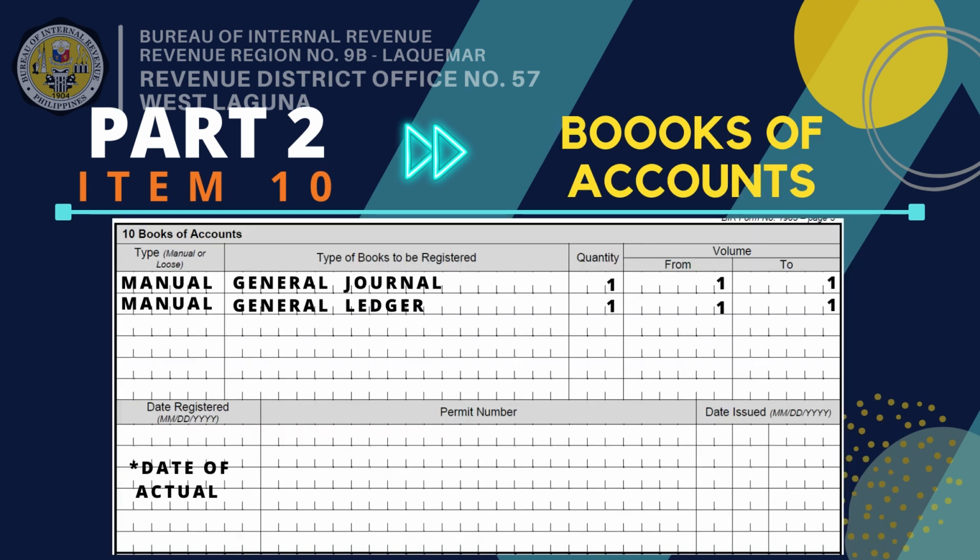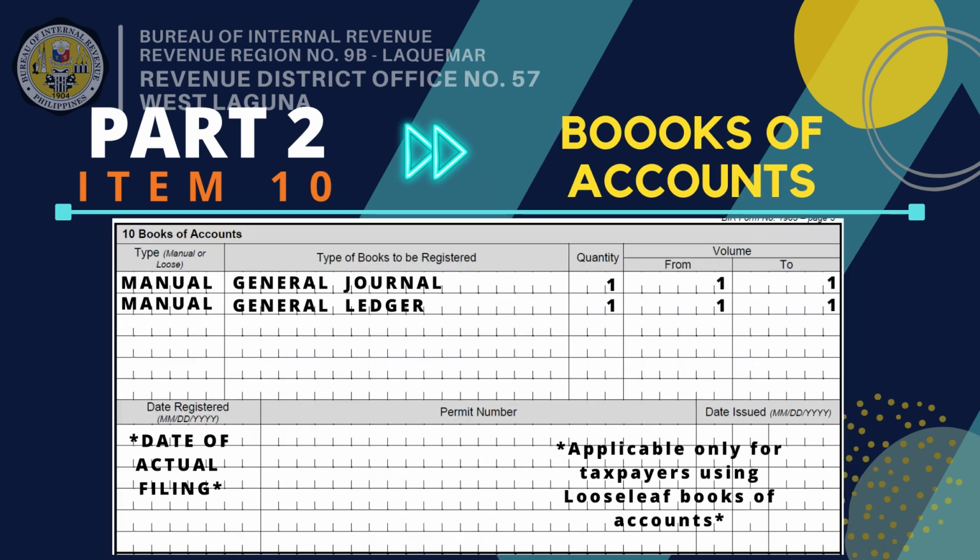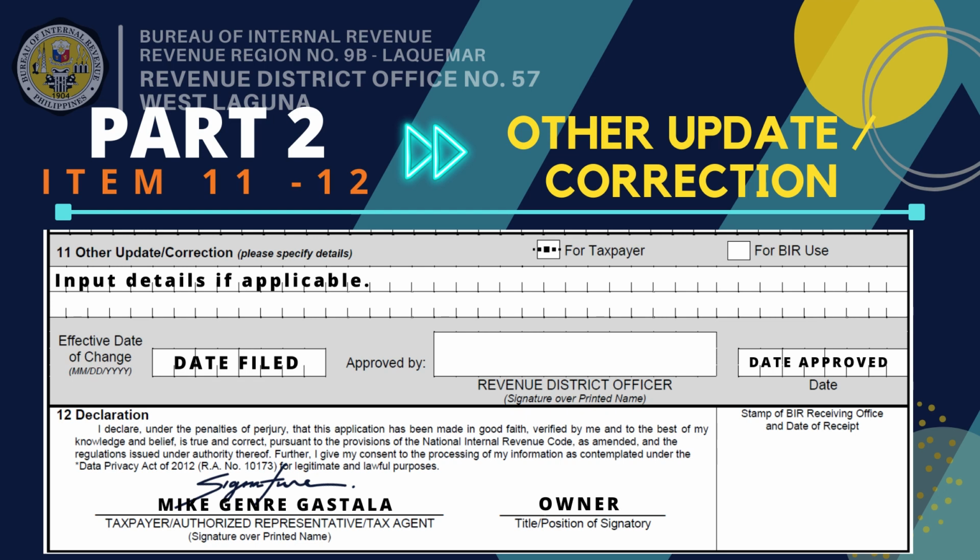For taxpayers registering their manual books of accounts, please fill up Item 10. Usual books required for non-VAT taxpayers are the General Journal and General Ledger. Input in the form the quantity of books to be registered as well as the volume numbers. In addition, date of registration should be the actual date of application of books. For other corrections or updates to be made that were not specified in the form, please fill up Item 11. Lastly, don't forget to affix your full name and signature in Item 12.